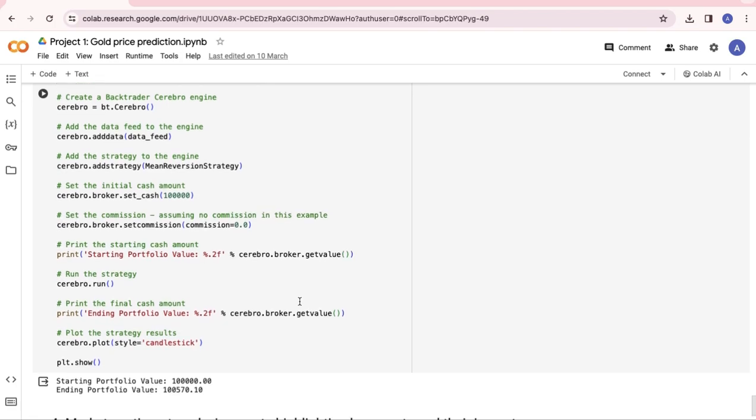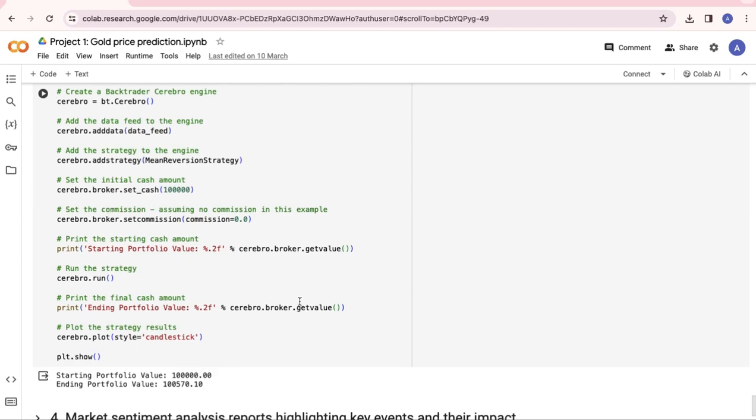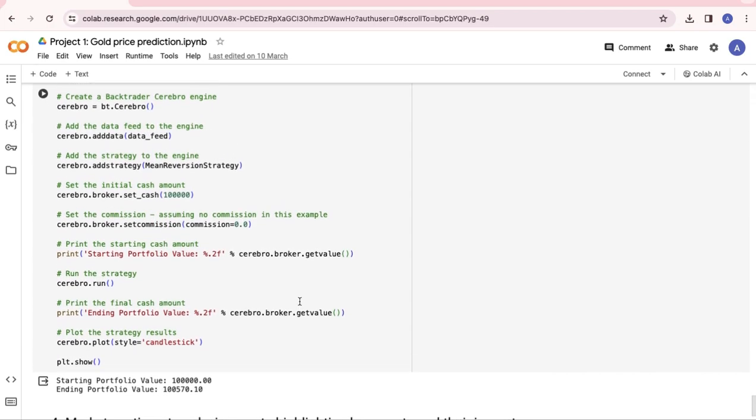And the next method of the MeanReversionStrategy class is defined for each new trading bar. The trading logic of the strategy is contained in the following lines. If the closing price is above the moving average and the RSI is above the overbought threshold, it sells in this particular trading strategy. And if the closing price is below the moving average and the RSI is below the oversold threshold, then it buys.